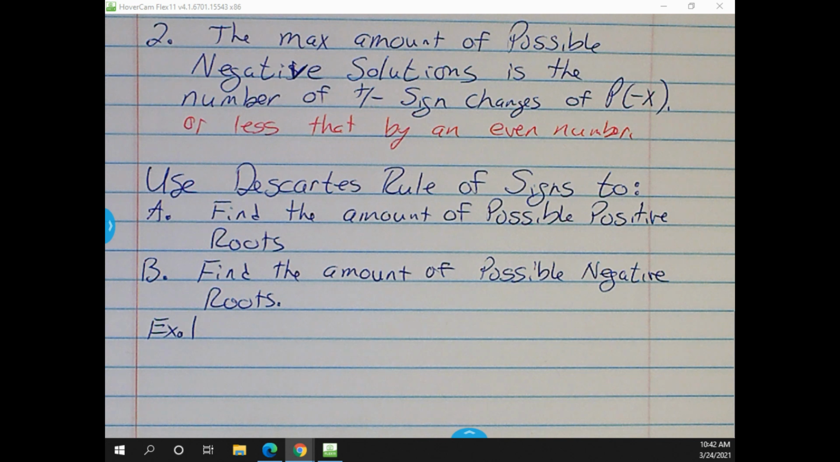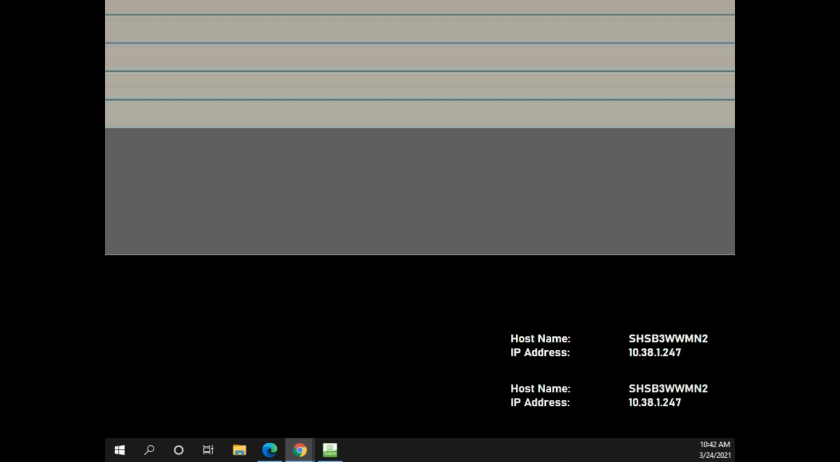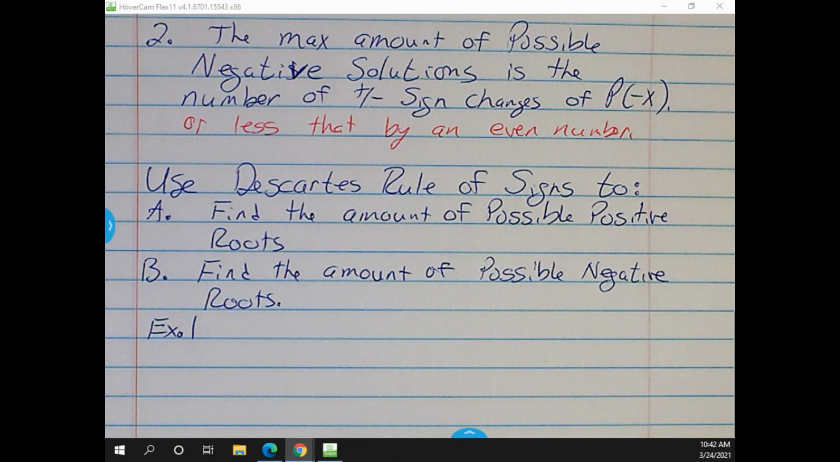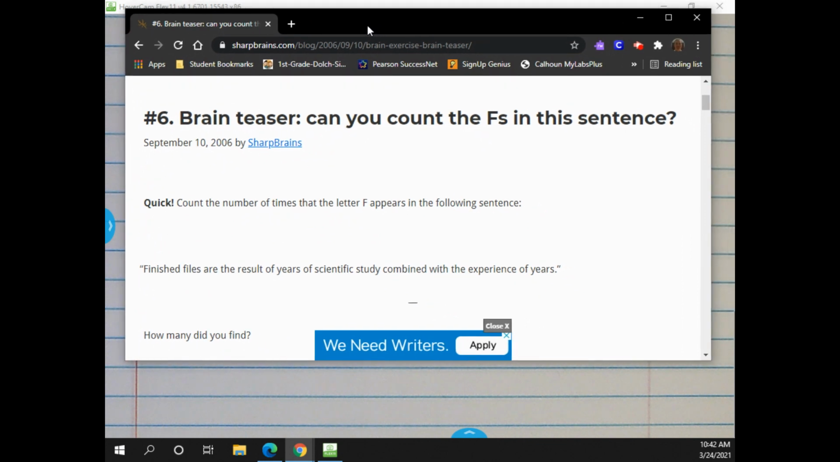Okay, now, this is one of those things where it's really easy to do, but at the same time, it's also really easy to mess up. And just to show you this one, I found this one time and I thought it was kind of neat. So I always like to bring this in because it sounds really easy to get the sign changes that's here. But let me show you this little brain teaser that we've got here. Okay, this is kind of the same thing here. Count the number of F's that appear in this sentence.